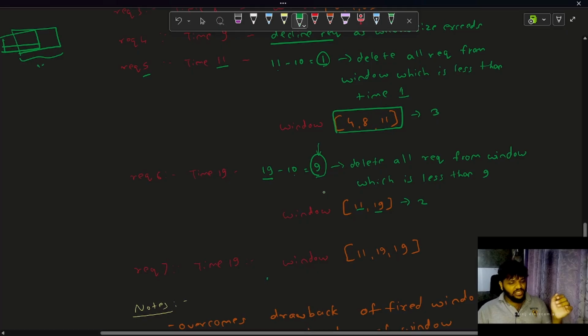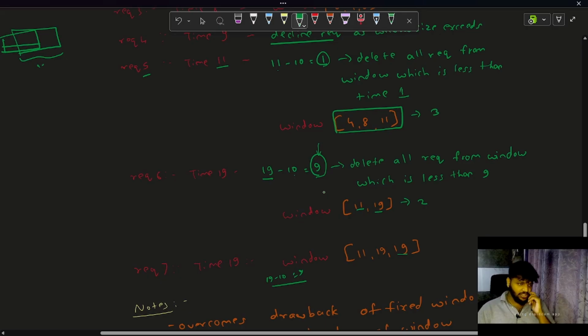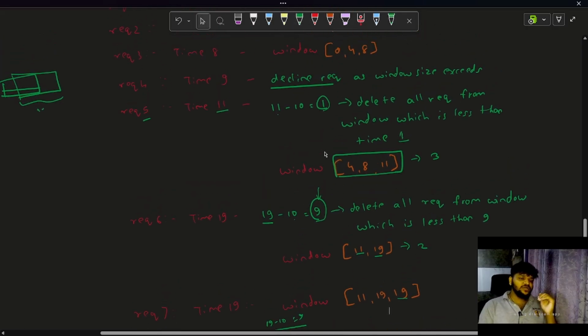Again same formula, 19 minus 10 equal to 9. Remove all the requests which are before 9 seconds. In this window, my very first request is of 11 seconds. It is not before the 9. So again my window size is valid. So I would be allowing one more request to be entertained, and here I am putting the 19. Means this is the new request at 19 seconds I have received. So this is how sliding log works basically.